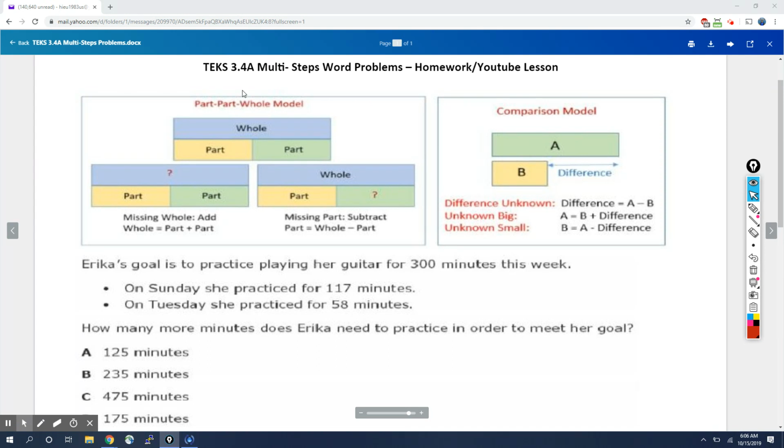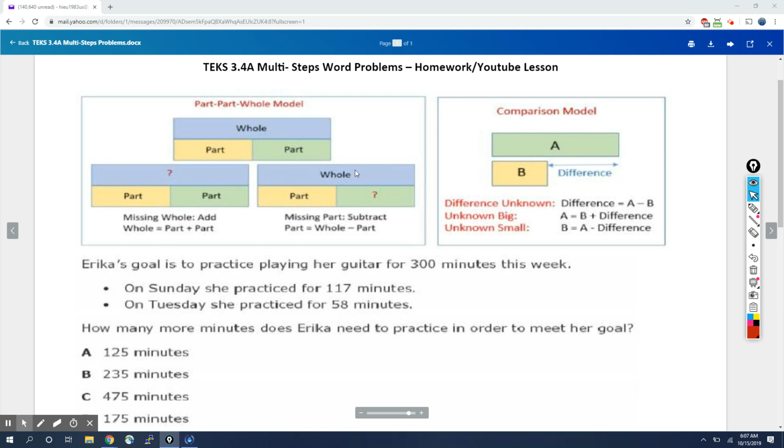So for the part whole, if they give you a whole and they're looking for a missing part, you need to subtract: a whole take away a part will be finding a part. On the other hand, if they're missing a whole, then you're going to add: the whole is equal to part plus part. Does it make sense? If they give you a whole and a missing part, you're going to take away or subtract. If they're looking for a whole and they give you two parts, you're going to add the two parts to make a whole.